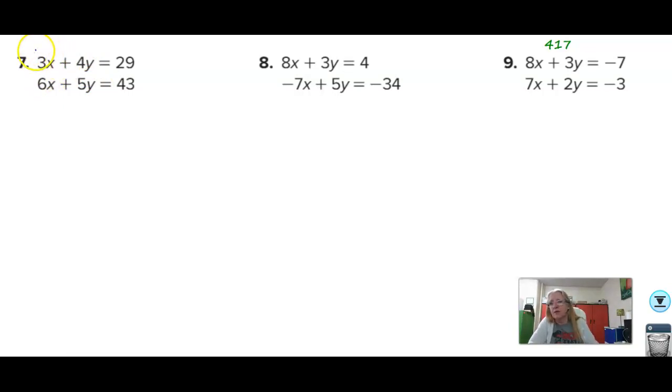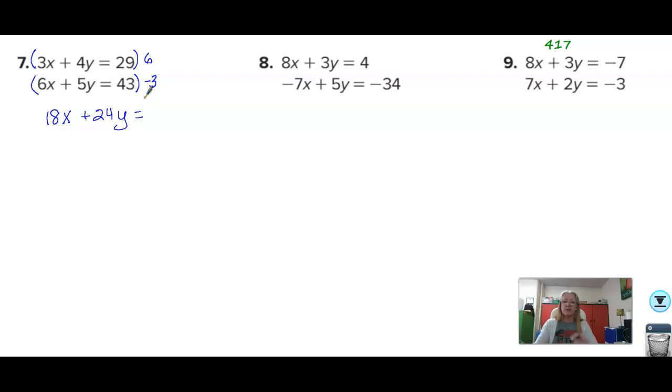I think I will eliminate the x's again. So we're going to make these be 18x. So I'm going to multiply this equation by 6. And I'm going to multiply this equation by negative 3, okay? And again, negative so that I have a negative 18x and a positive 18x. So 6 times 3 is 18x. And 4y times 6 is 24y.